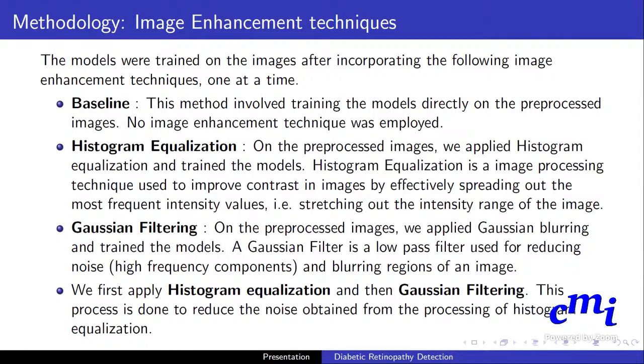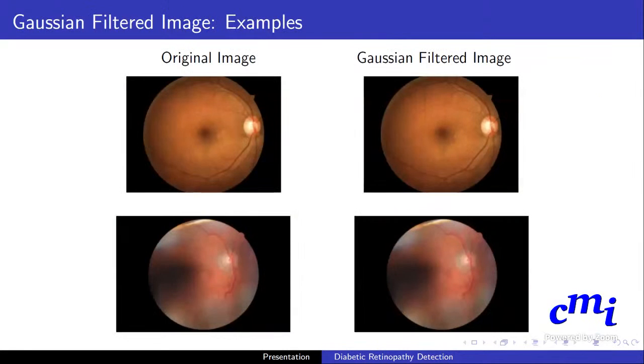Lastly, we combine both histogram equalization and Gaussian filtering to get better results. This process is done in order to reduce the noise obtained from the process of histogram equalization from the images. Now, here we have shown some examples after performing each of the image enhancement techniques on the training images. As we can see, after applying the Gaussian filtering, the images have been smoothened out in distinct regions.